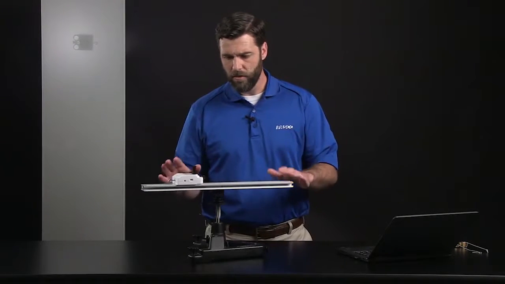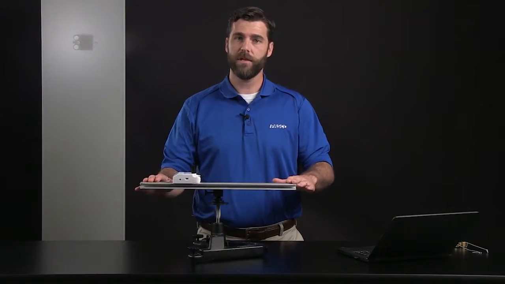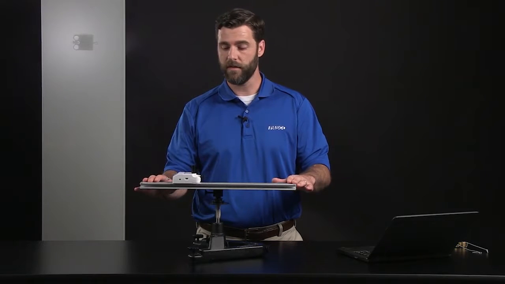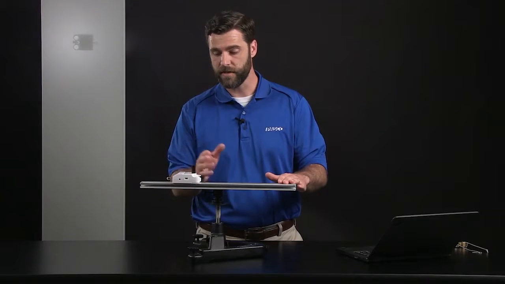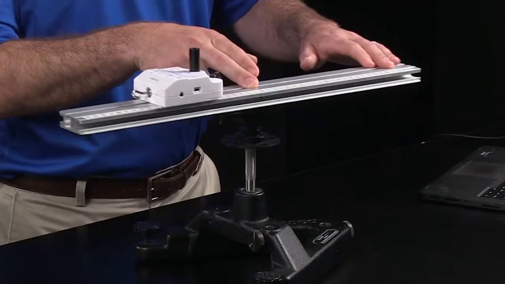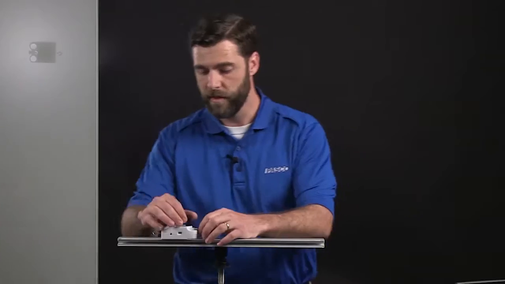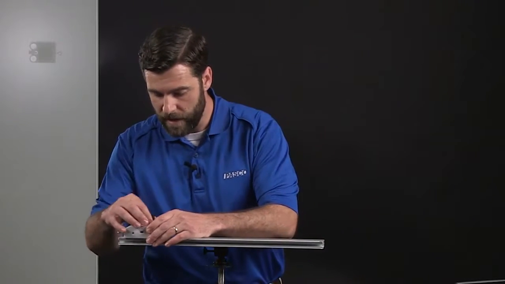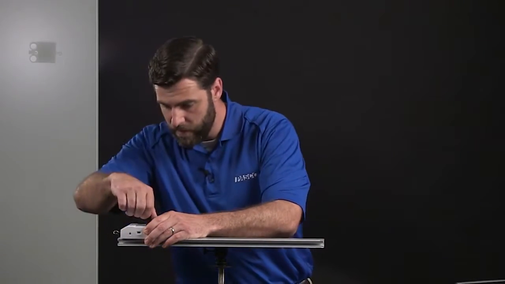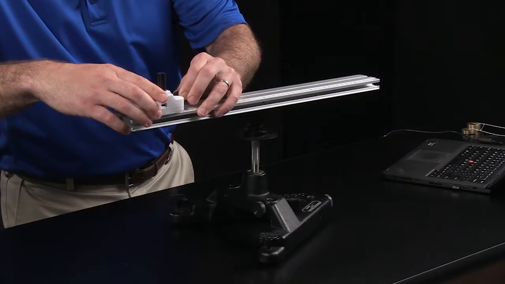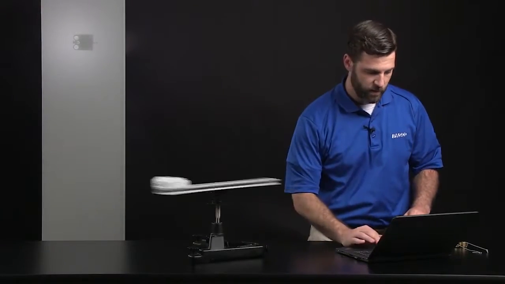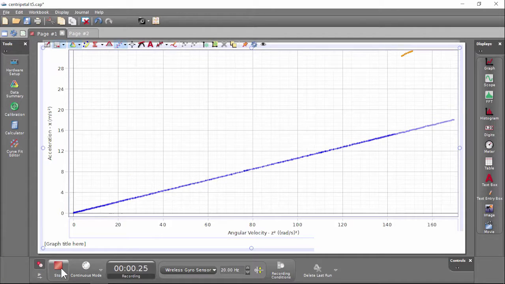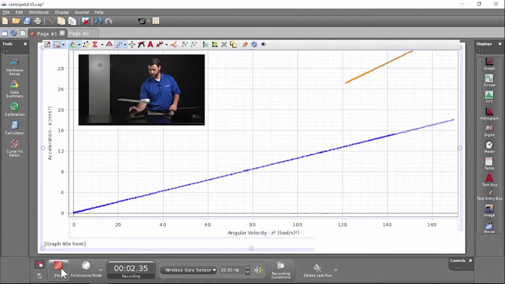Now, we've established that relationship between centripetal acceleration and angular velocity, but what happens if we change another variable? Let's say the distance from the sensor to the center or the axis of rotation on the stage here. So what I'm going to do is move this out, double the distance here, and spin the stage up and collect some more data. Again, I'm going to just pinch the axle here to speed this up.